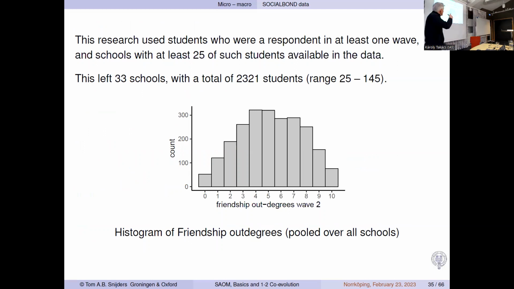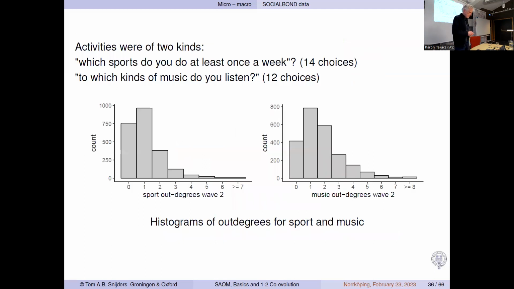They are multi-level data. I'm using schools, students who responded in at least one wave, and schools with at least 25 such students in the data. This left 33 schools, and the school sizes ranged from 25 to 145. This is the pooled out-degree, which goes from 0 to 10, so you see a nice spread of out-degrees. 10 was the maximal number of friends they could mention.